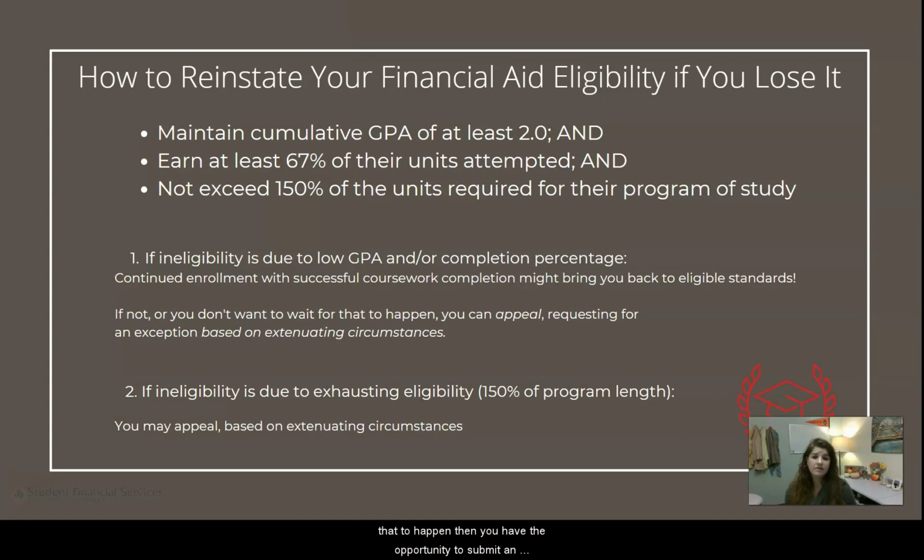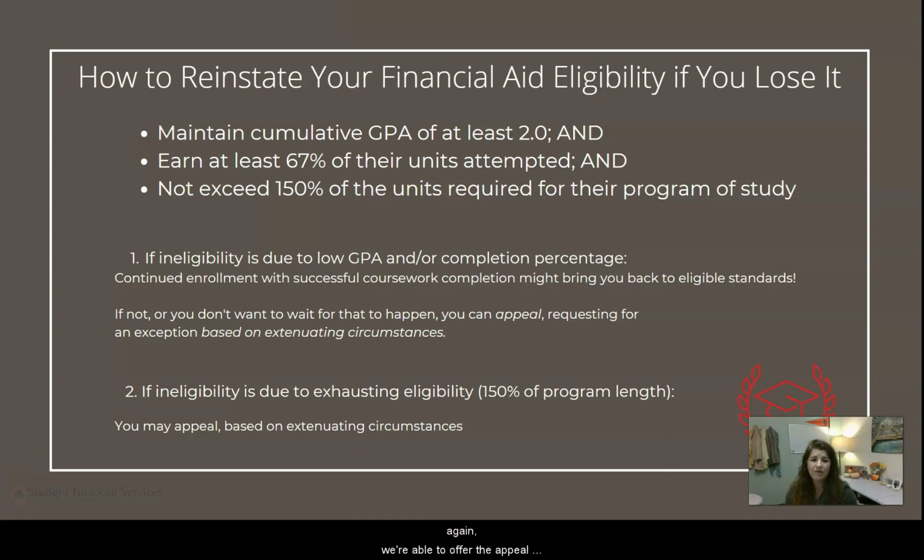then you'd have the opportunity to submit an appeal with us. Based on your circumstances, we may be able to make an exception and reinstate your eligibility, again, based on the information that you're able to provide. I mentioned earlier, we understand that life happens, and it's hard to be successful sometimes.